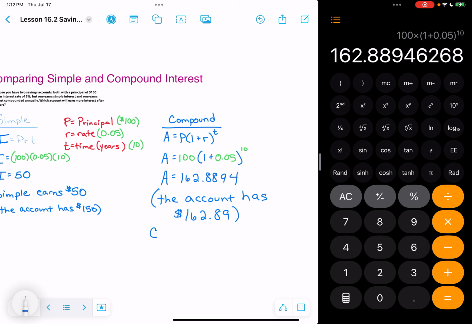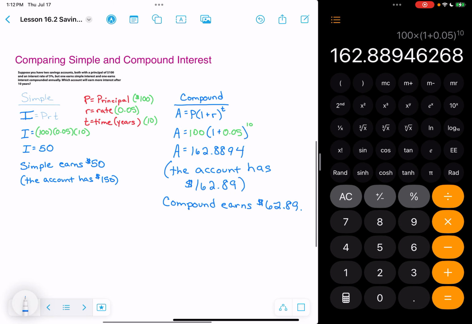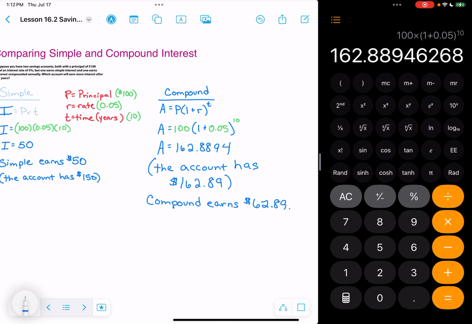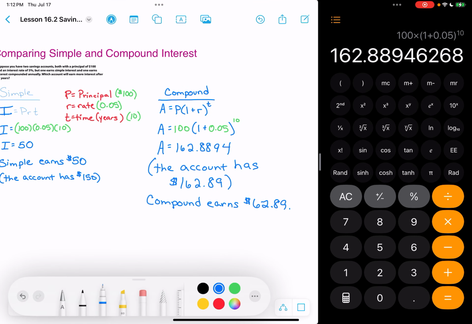So how much did it actually earn? Well, compound earns $62.89 because $100 of that was money we put in. We didn't earn $162.89 because 100 of that we just put in. It earned $62.89. So, which account will earn more interest?